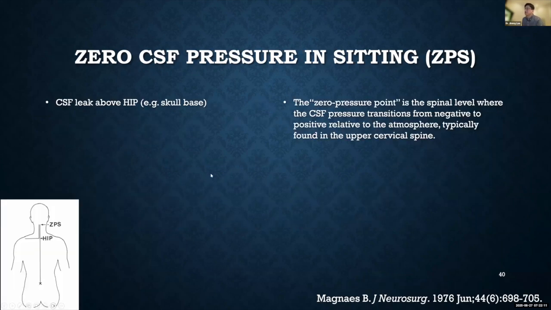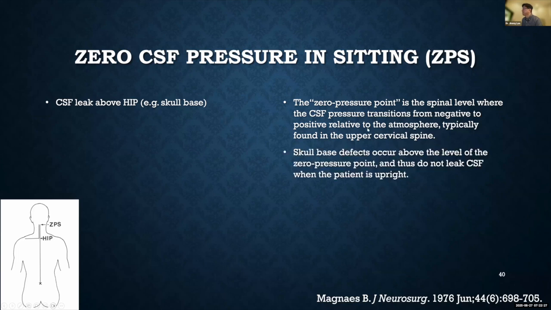One interesting thing is that when you measure it, there's a point where the pressure is zero, and we call that the zero CSF pressure point when you're sitting. If you have a CSF leak above the zero point, the pressure is negative, right? So basically, if you have a skull-based defect that's above the zero pressure point, you don't have a CSF leak when your patient is upright. When you lie down, then you get the CSF leak.